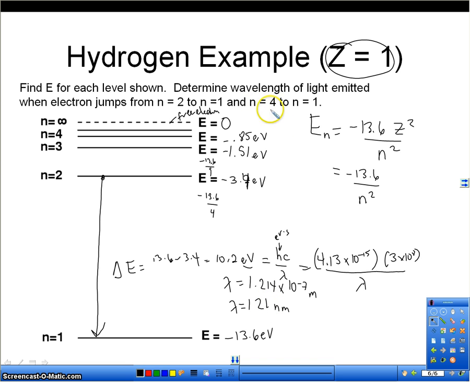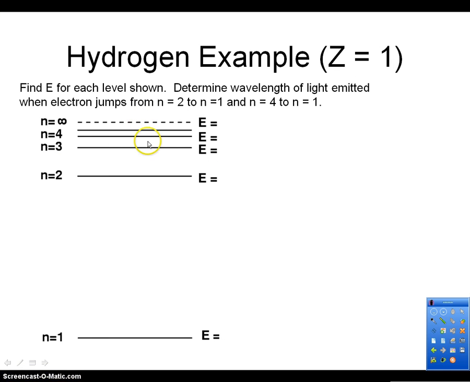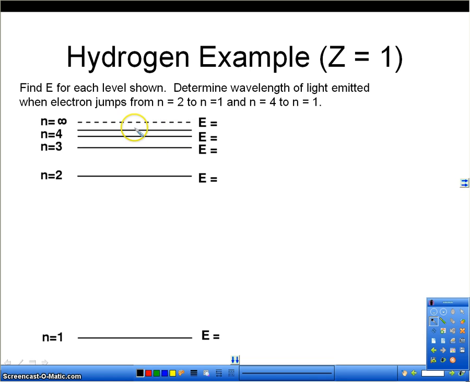If we do the n equals 4 to n equals 1, that's this one right here. So 4 to 1 is all the way this jump. That change in energy is going to be 13.6 minus the 0.85 that the 4 was. I think that was 0.85. Yes, it was. So that gives me an energy change of 12.75 electron volts.